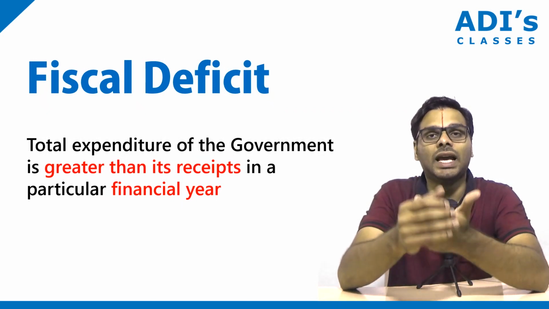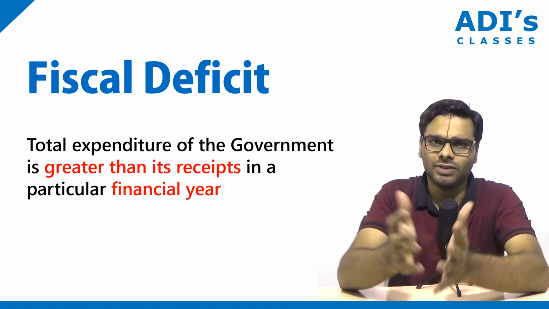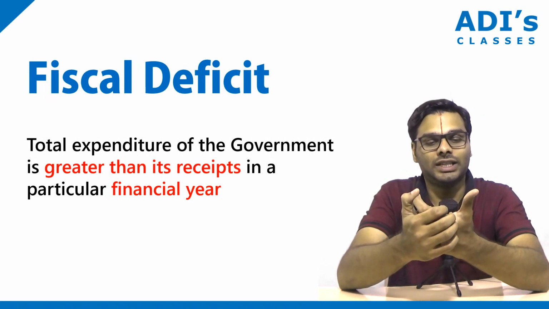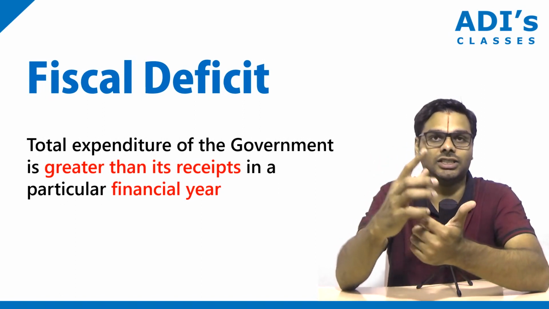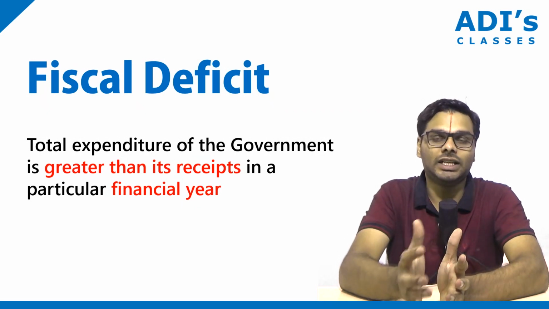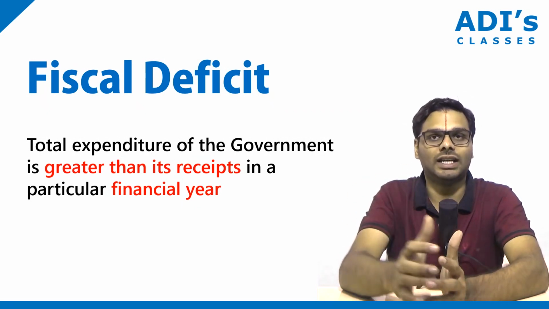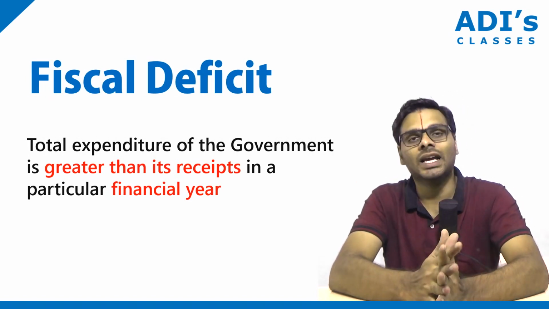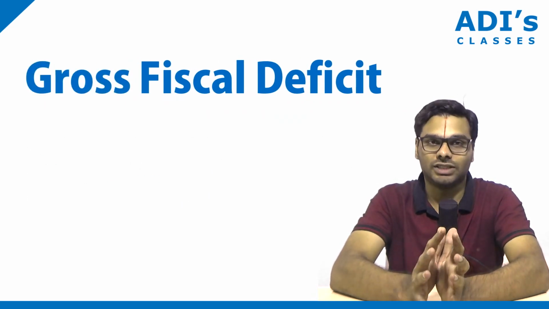A financial year is from April 1st to March 31st. For example, it is from April 1st of 2023 to March 31st of 2024. This is a financial year. So if the total expenditure of the government is greater than its receipts for a particular financial year, then it is known as fiscal deficit. Okay. Now let's define the term gross fiscal deficit.